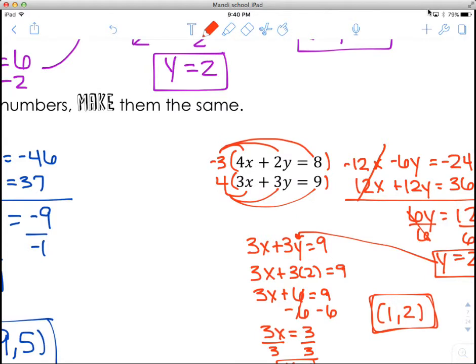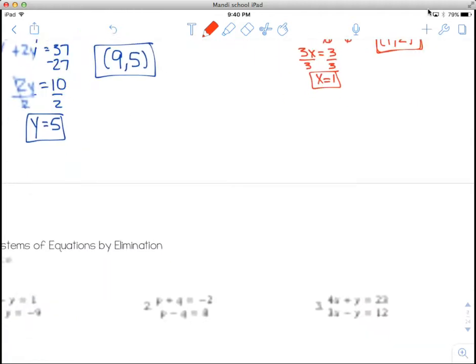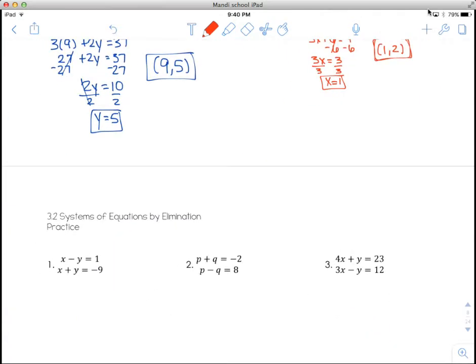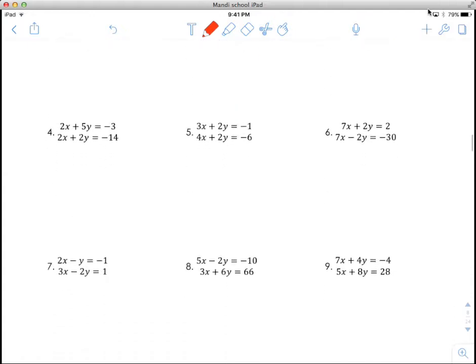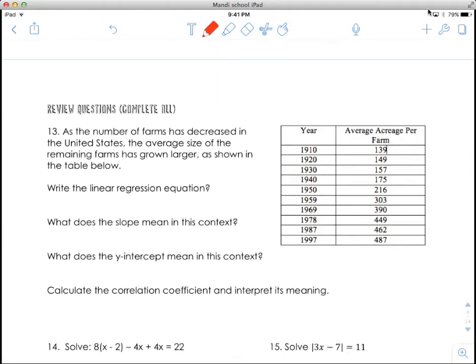Okay, so on your practice problems, you just need to do the odds. And then when you get to the review, that's really sad. Okay, so that's supposed to say odds. Let's try that again. There we go. Nope, still bad. Okay.